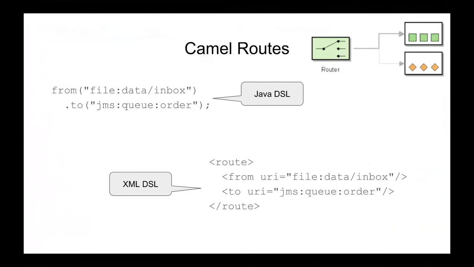And those developers are using these patterns in Camel routes. And this is a very simple Camel route. It's just a straight integration between two systems. It picks up files and sends them to a message queue called order on a JMS broker. And as you can see, you can do that in 2 lines of Java code or 4 lines of XML.